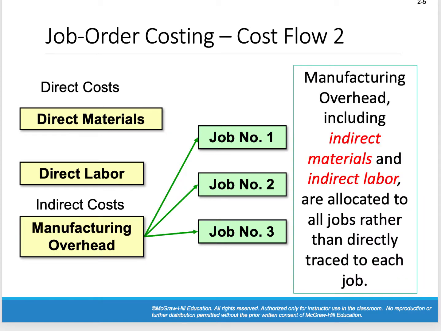Then we have our indirect costs, right? Our manufacturing overhead, which includes the indirect materials and the indirect labor, right? What we do is we allocate this, okay? Since it's indirect, we cannot easily and conveniently trace it to each job. So what we have to do then is basically allocate it to each job. And we'll see how to do that, okay? The takeaway here is just recognizing or being able to understand how our manufacturing costs flow to each job, okay?